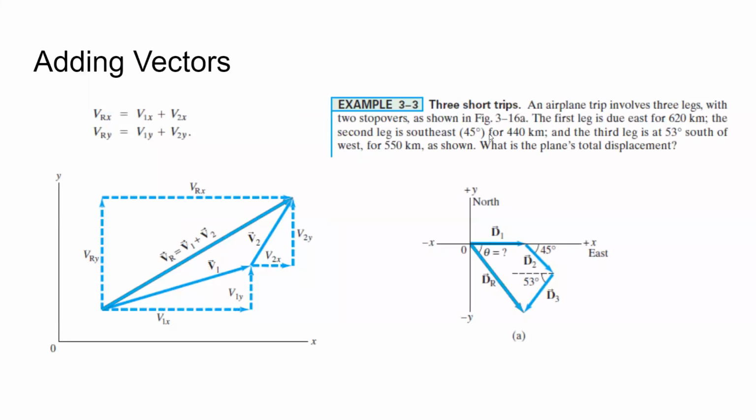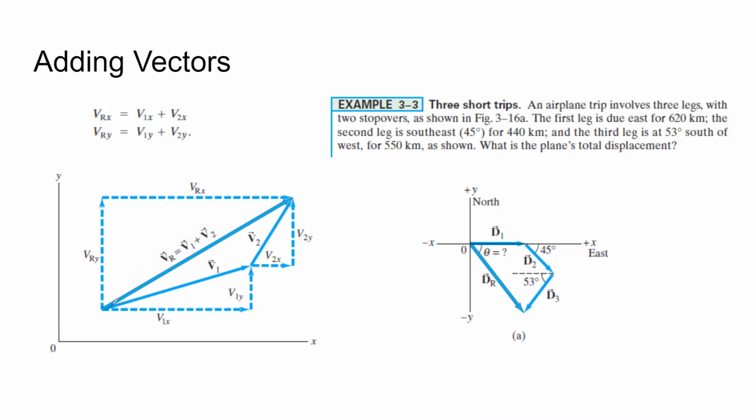So if we proceed with a problem, this is taken from John Cutnell, three short trips. An airplane trip involves three legs with two stopovers, as shown in this figure. Then the first leg is due east for 620 kilometers, and the second leg is southeast. Okay, first, this is an example of how to add vectors here.